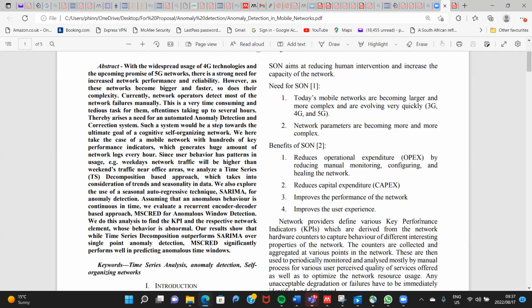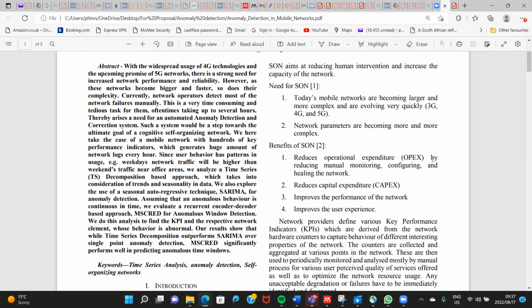With the widespread range of 4G technologies and the upcoming promise of 5G network, there is a strong need for increased network performance and reliability. We don't need that. However, as these networks become bigger and faster, so does their complexity. Current network operators detect most of their network failures... All this we don't need. This is a very time-consuming and tedious task for them. This we don't need. Thereby arises a need for automated anomaly detection and correction. Such a system will be a step towards the ultimate goal of a cognitive self-organizing network. All this is not needed. We here take the case of a mobile network.